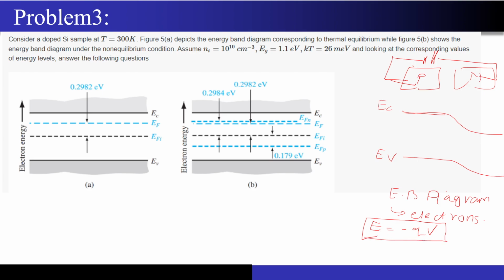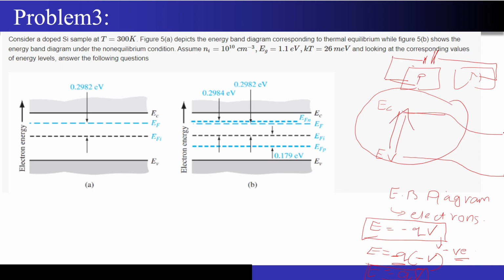So on the left side, if I apply a negative voltage, then what is going to happen? This E will be minus of Q into V, where V is negative. So this negative got cancelled and the energy is Q times V. What does it mean? It means that if I apply the negative terminal of the battery towards the P side, this side that you are seeing will actually move up.